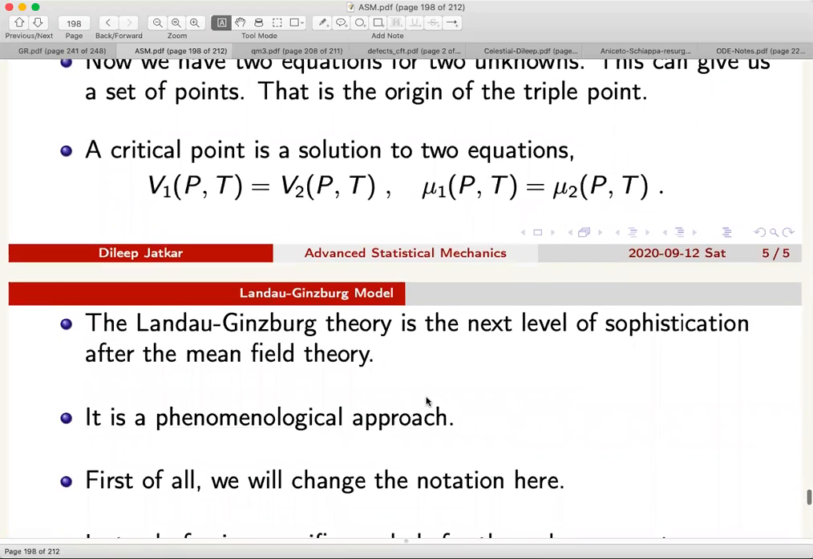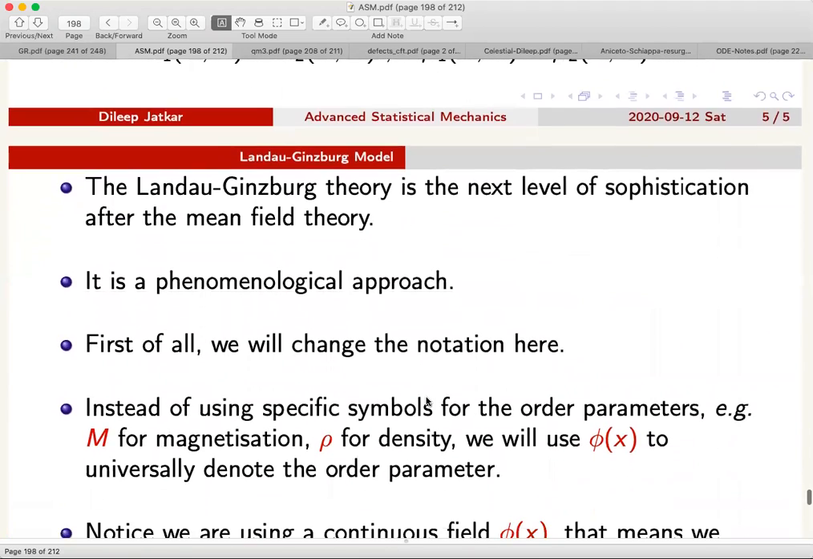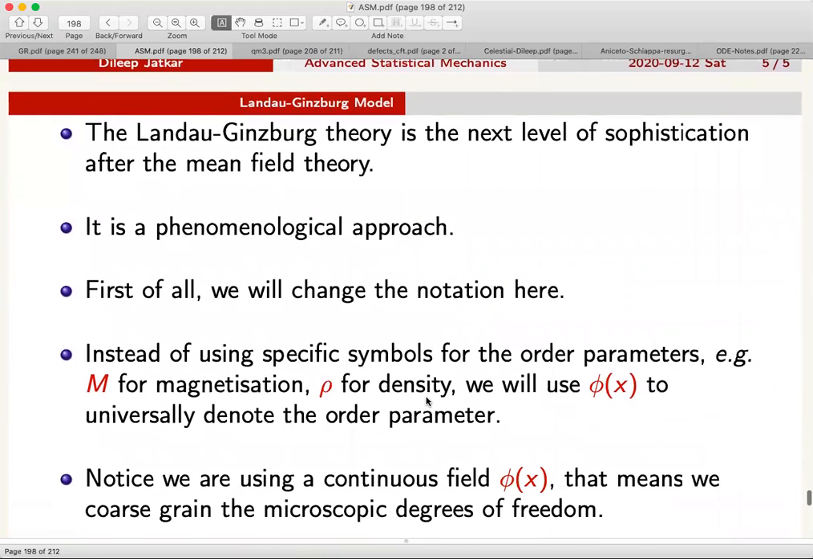Okay, so let's get to formulating the Landau-Ginzburg theory. That is, in some sense, a next level of sophistication after mean field theory. Although, as we will see, the Landau-Ginzburg model at the lowest order, or at the most coarse-grained order, would essentially reproduce mean field theory for us. But nevertheless, Landau-Ginzburg theory has much higher value than mean field theory, because the whole concept is derived from the Lagrangian formulation of the theory.